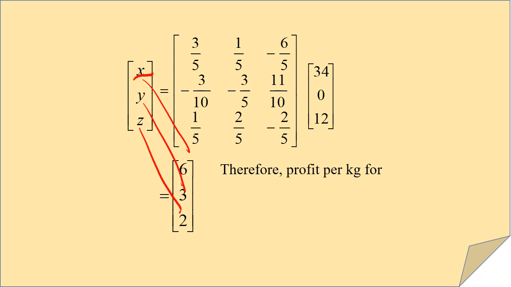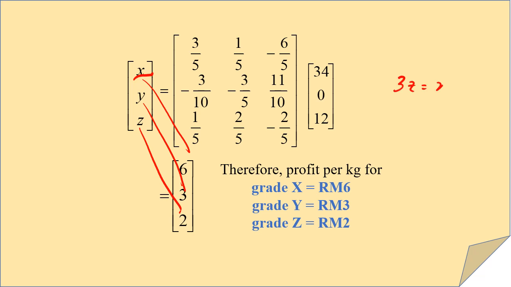So, therefore, profit per kilogram for grade X is equal to 6 ringgit, grade Y equal to 3 ringgit, and grade Z equal to 2 ringgit. So these values X, Y, Z will satisfy our previous system of linear equations. It should satisfy because it's coming from the equations. Let's say we check the second equation, which is 3Z is equal to X. 1 kilo profit of X equals 3 kilo profit of Z. What is Z? Z is 2.